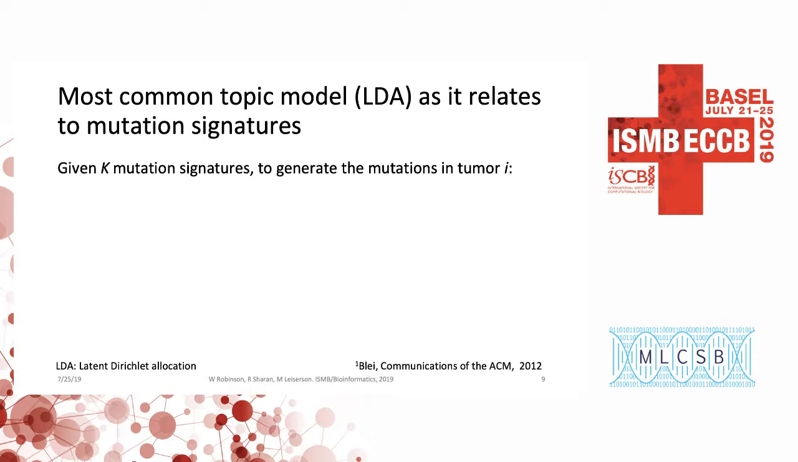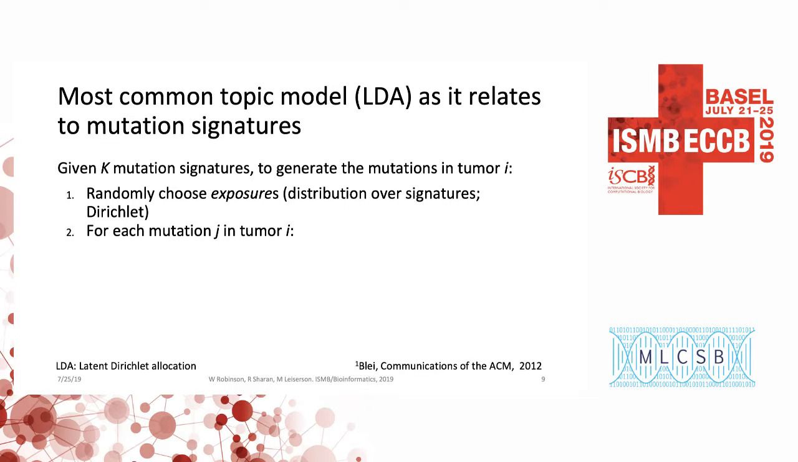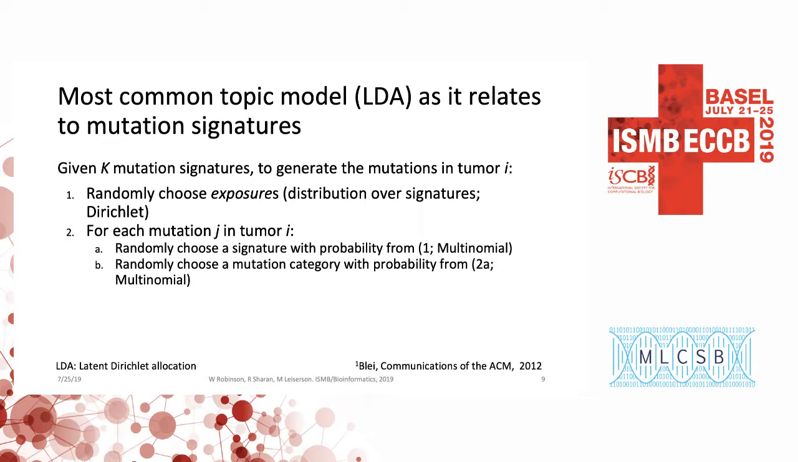The first step is that we assume that we're given these K mutation signatures, and we want to generate the mutations in a given tumor. First we randomly choose the exposure, which is basically which signatures are active in the tumor to which extent. Then for each mutation, we randomly choose a signature from the exposure, and then we randomly choose a category from the signature.